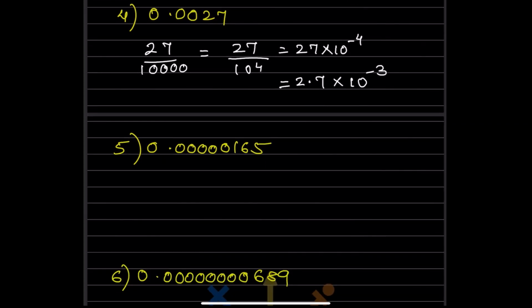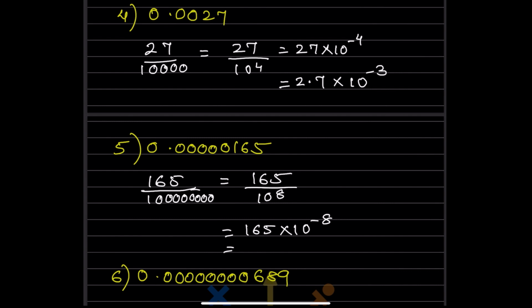Now here again 165, because the number is 165, we are not going to consider the zeros, so 165. So how many do we have to go back? 1, 2, 3, 4, 5, 6, 7 and 8. So we are going to divide it by 10 raised to 8. So this should be 165 into 10 raised to minus 8. So this should be 1.65. 1.65 means after the point there are 2 digits, so minus 8 plus 2, that should be minus 6. So it should be into 10 raised to minus 6.